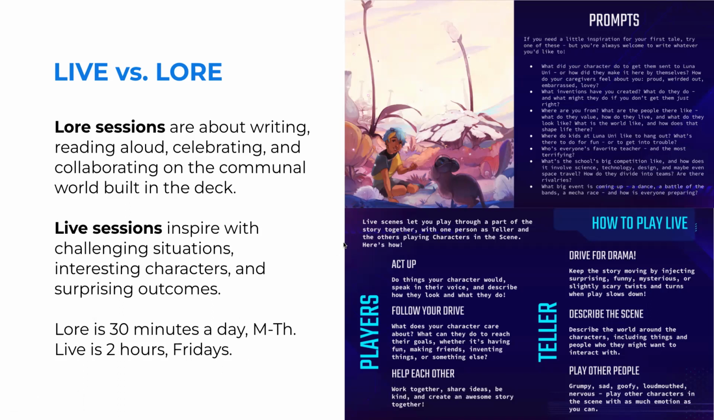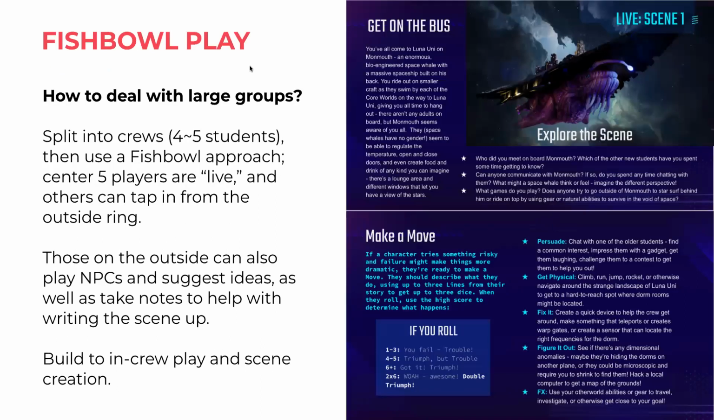So the next piece is how to deal with live play, right? You've got 20, 30 kids. We're beginning with fishbowl play. So there's an outside ring of students and an inside ring of students. There are 4 to 5 kids per group and 4 to 5 groups per class. And each of them has their own Google slide deck where they're writing and maintaining their stories. So there's a way for them to all touch base, read each other's stories, and see what's been happening in the plot line.